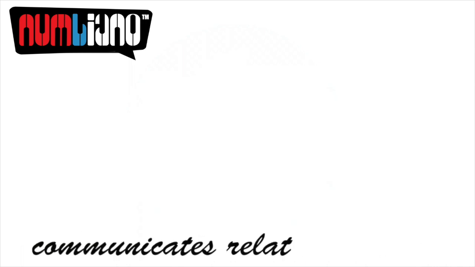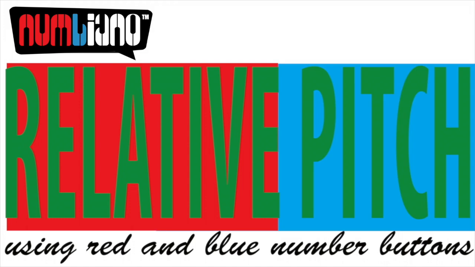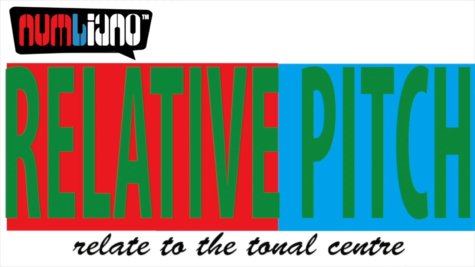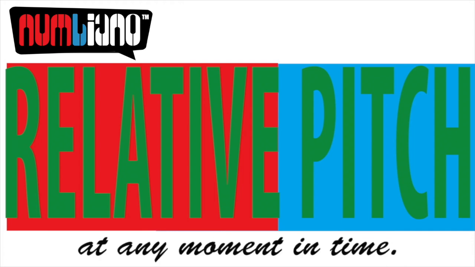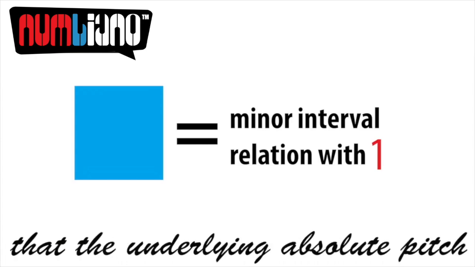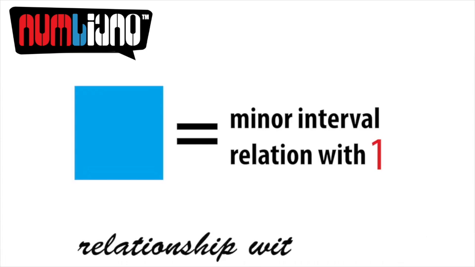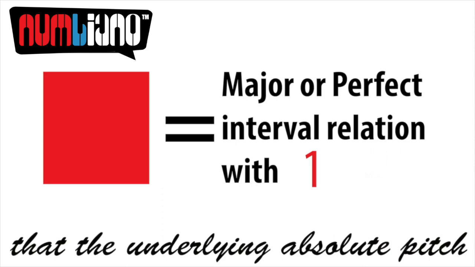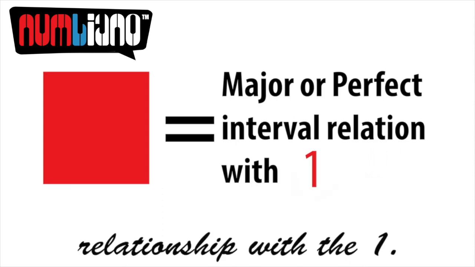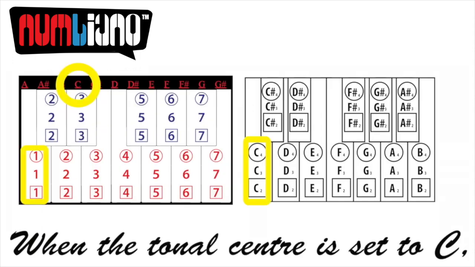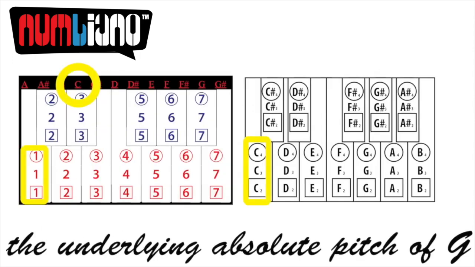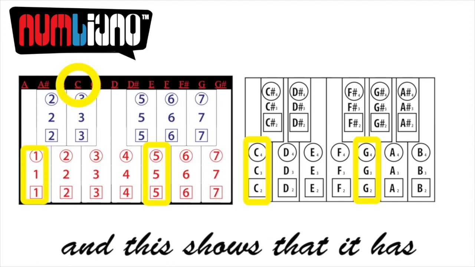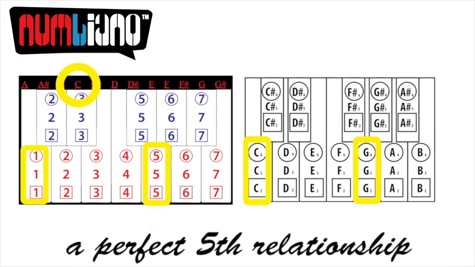Secondly, the Numbiano communicates relative pitch by using red and blue number buttons to communicate how the underlying absolute pitches relate to the tonal centre at any moment in time. Blue number buttons indicate that the underlying absolute pitch has a minor relationship with the 1. And red number buttons indicate that the underlying absolute pitch has a major or perfect relationship with the 1. When the tonal centre is set to C, for example, the underlying absolute pitch of G is given the red 5 number button, and this shows that it has a perfect fifth relationship with the 1.